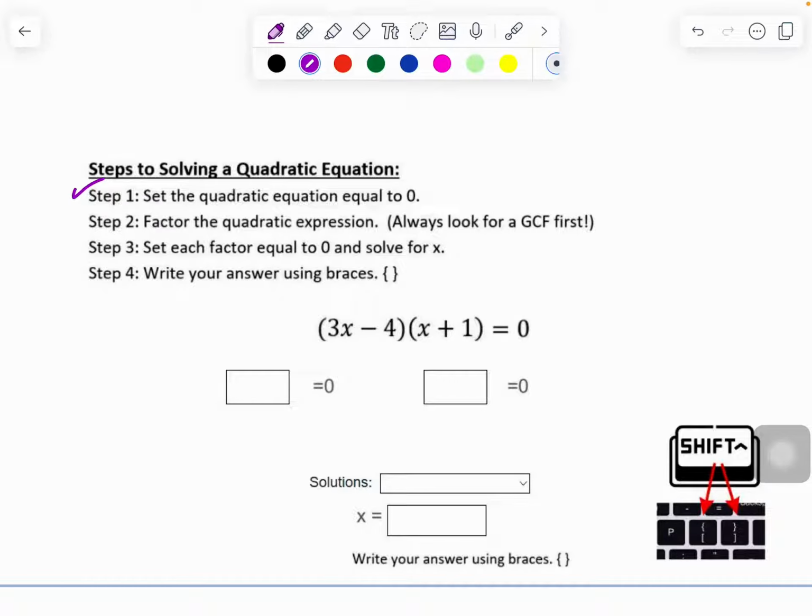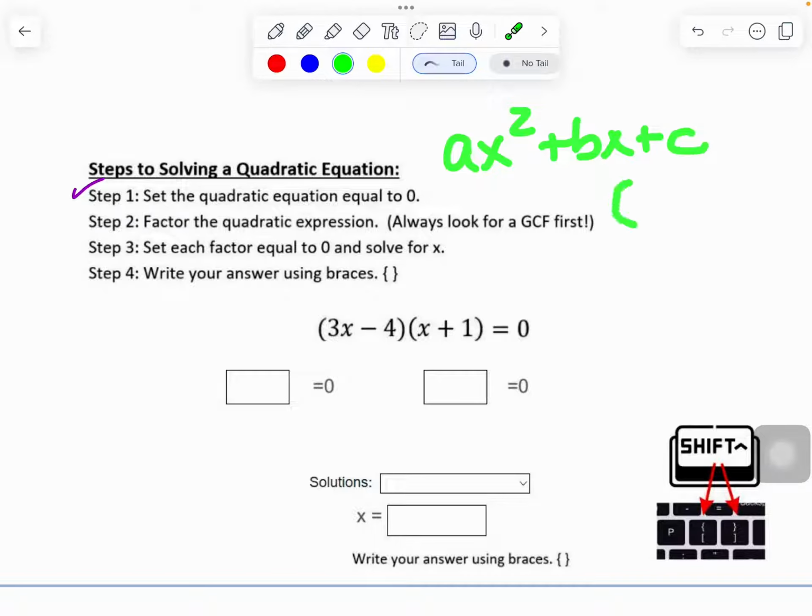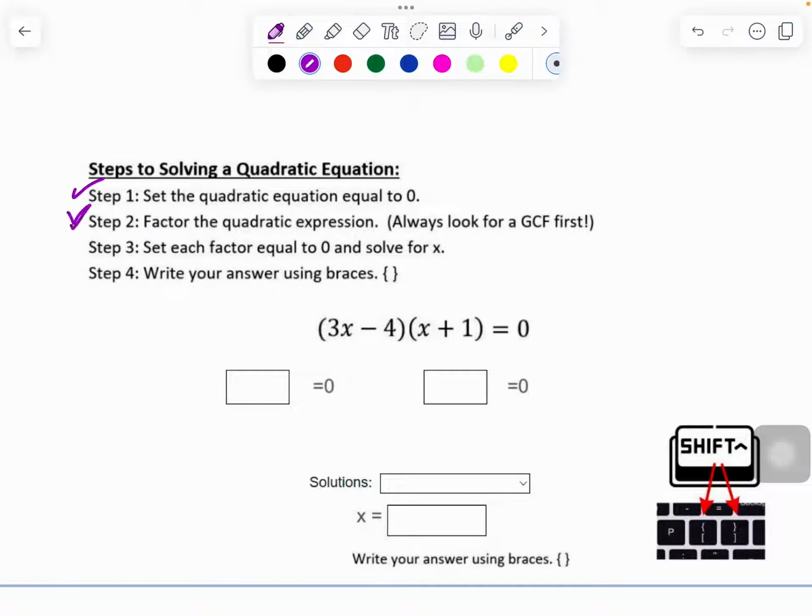Step 2 is factor. So again, we only factor if it's in standard form with ax squared plus bx plus c. And then when we factor it, we get our 2 parentheses. And if you notice, we have our 2 parentheses here. And so because of that, we are done. We've already factored this. This is in factored form. So we are done.